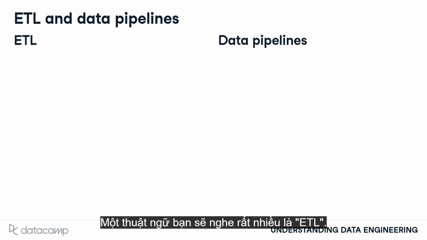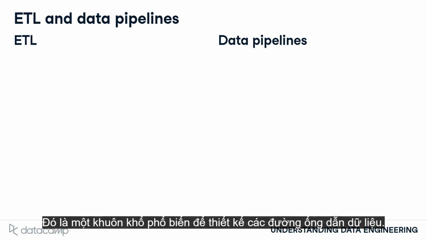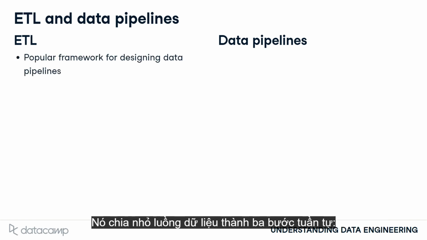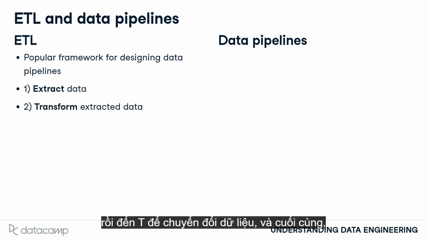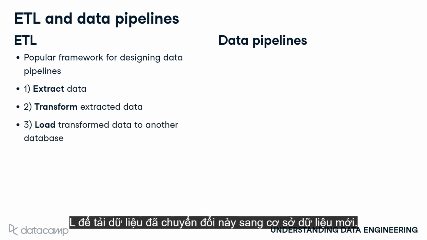One term you will hear a lot is ETL. It's a popular framework for designing data pipelines. It breaks up the flow of data into 3 sequential steps. First, E for extracting the data, then T for transforming the data, and finally L for loading this transformed data to a new database. The key here is that data is processed before it's stored.